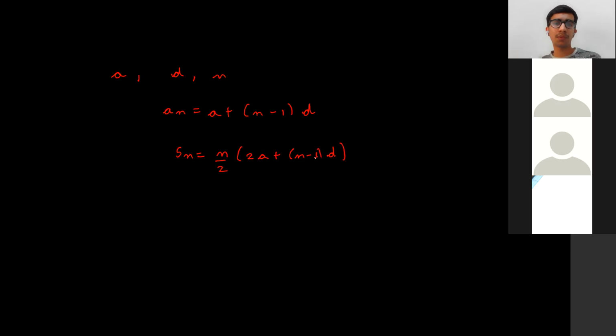Okay. There's one more formula for the sum to n terms. It's n by 2 into (a plus l). What is l over here? The last term. Exactly, the last term.